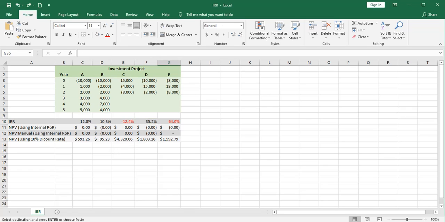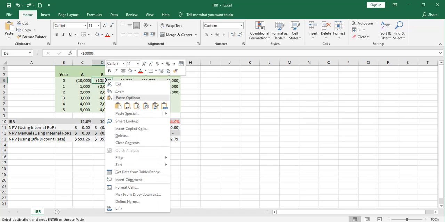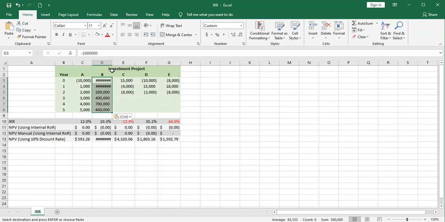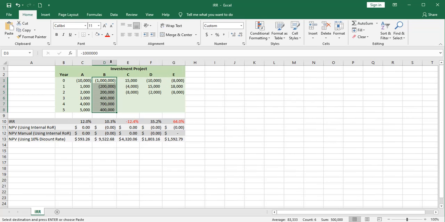There is another problem with internal rate of return. This is not an Excel problem, but a problem with the measure itself. Consider these two projects, A and B. They look pretty similar now. They have a similar internal rate of return, but I'm going to add 2 zeros to every number in this project B and scale that one up.